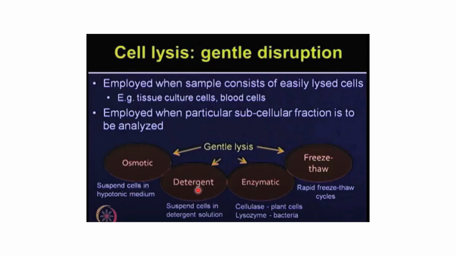You can use certain detergents like Triton X, SDS, etc., in order to lyse the cell. Or you can use an enzymatic way of degrading the cell, like cellulase, lysozyme, etc., which helps in degradation of the cell membrane and it will lyse the cell. Or you can use the freeze-thaw cycle: heat it, keep it in a cold temperature, heat it again, freeze and thaw again and again. Because of the pressure, it will burst and the cell will get disrupted. So these are all gentle lysis methods.